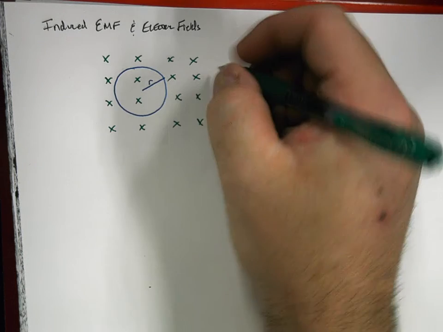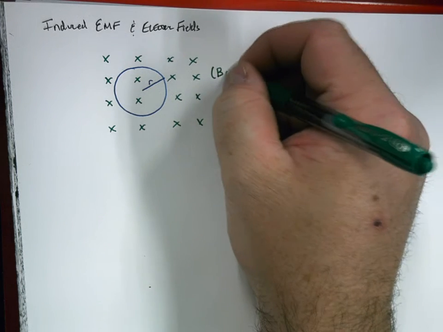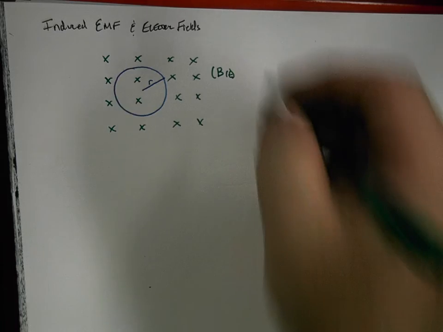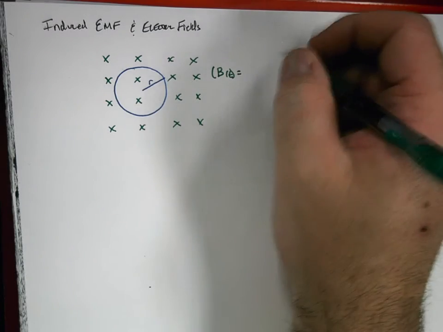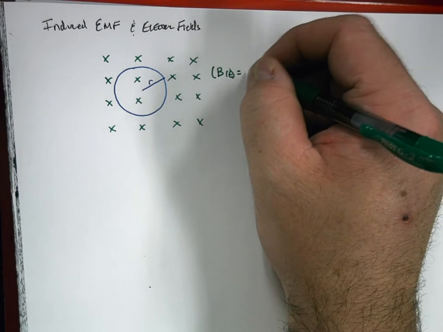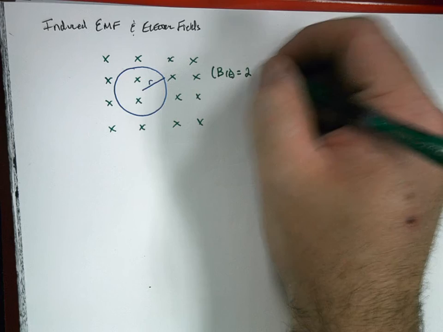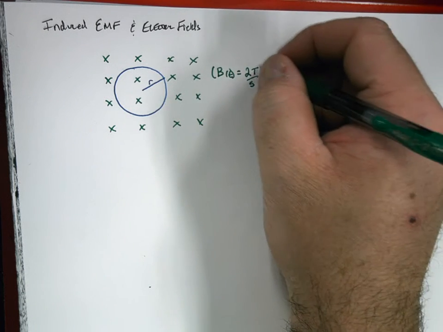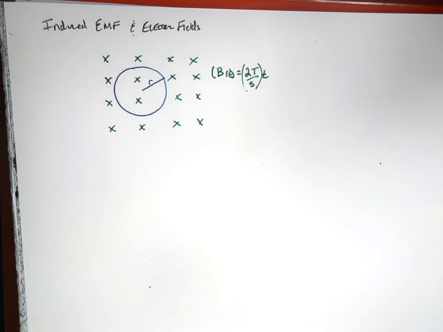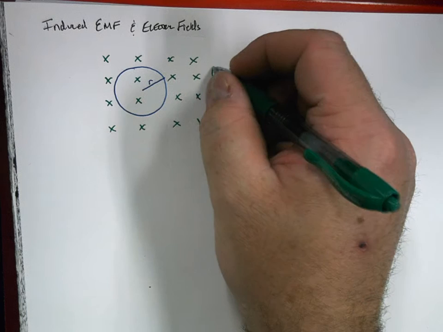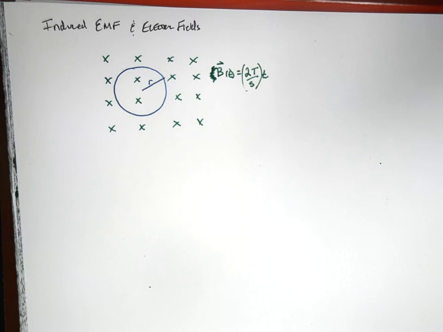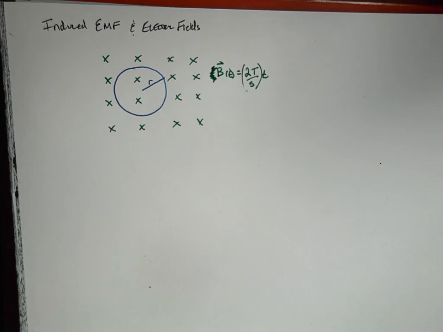But this magnetic field now is not just a magnetic field, but it varies. It is a variable field, and we're going to give it a function of 2 Teslas per second times t. Sorry, I shouldn't have put that there. The magnetic field is now a function of time, and it is changing by 2 Teslas per second.